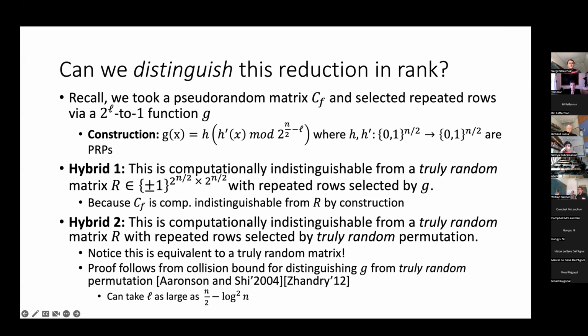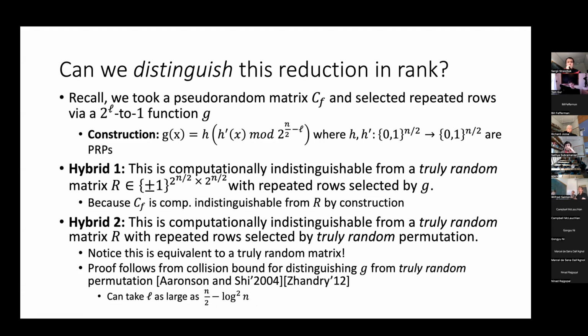One thing I want to say is that this is essentially tight, because if it was like n over 2 minus log, there would be only a polynomial number of distinct rows in this repeated matrix. And you can easily distinguish that by just querying rows at random and seeing how many of them are the same. But when you have L as large as n over 2 minus log squared, you have a quasi-polynomial number of distinct rows, and so this sort of attack doesn't work.